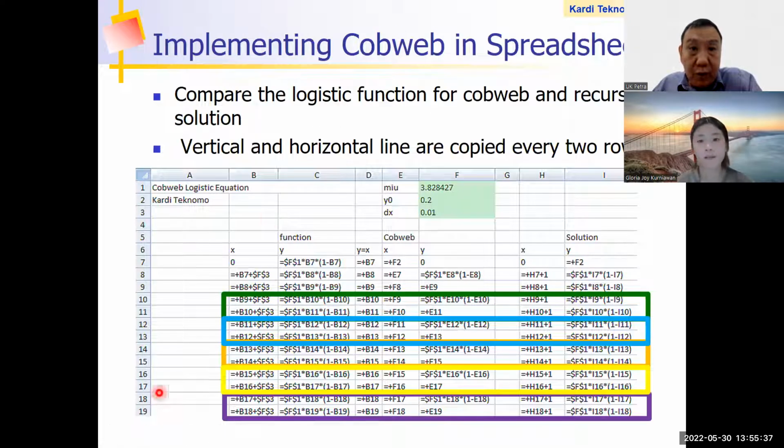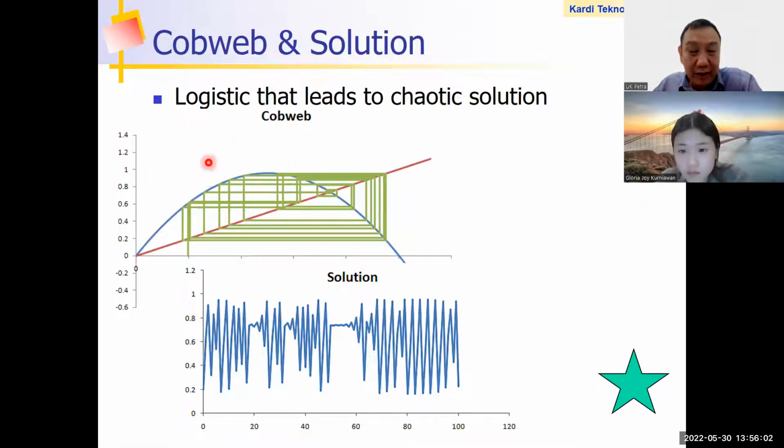So if you want to do a cobweb in a spreadsheet, say this is your mu and so on. What you will do is copy this equation exactly, and then you copy every two of this down, and then you can create a cobweb like this. But if you use Python, you just get the code, copy and paste, and you can get the cobweb. What you need to set is the initial value, and then this is like the solution.